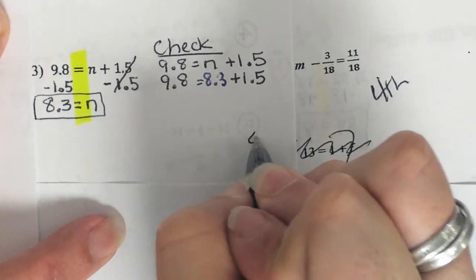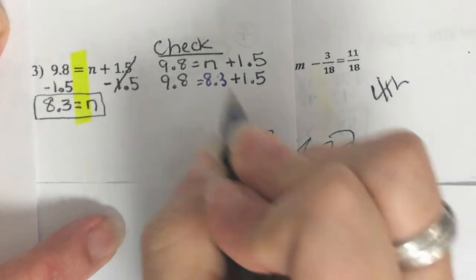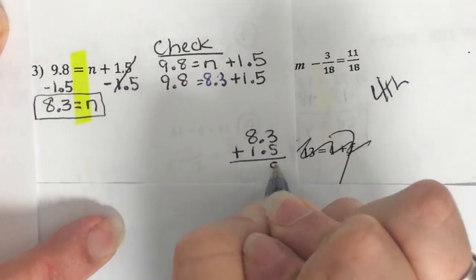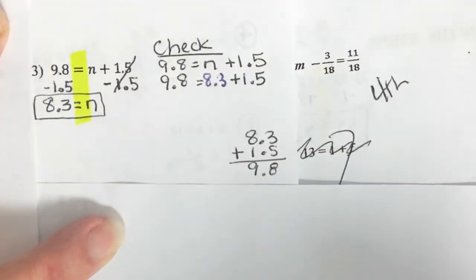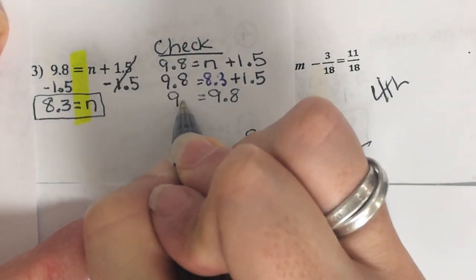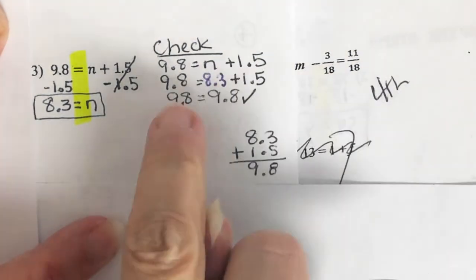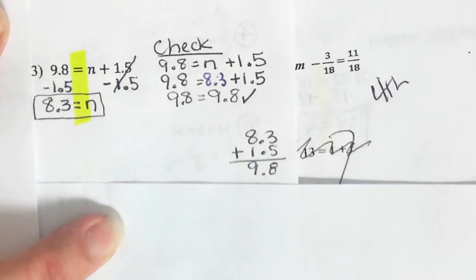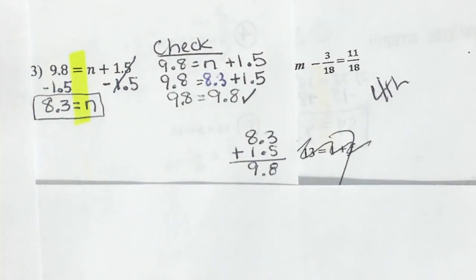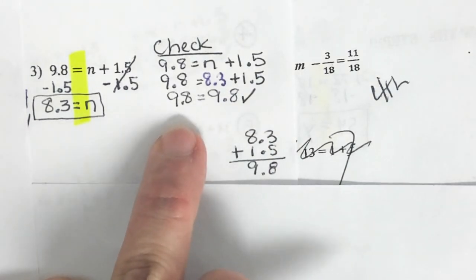Okay, if you need to jot it on the edge of your paper to make sure, like it says plus, you literally want to do that math. So all it is, I literally added those and I made sure I got what was on the other side.